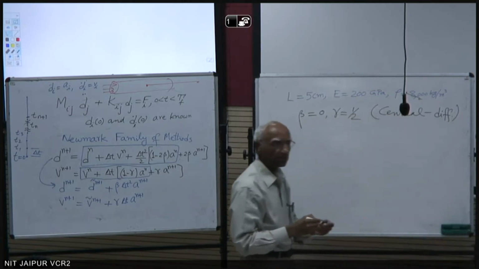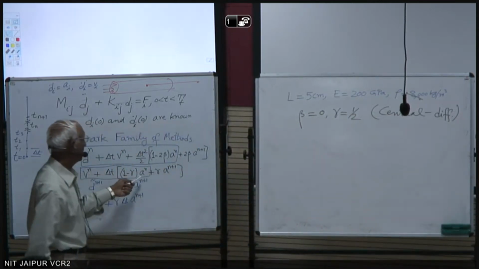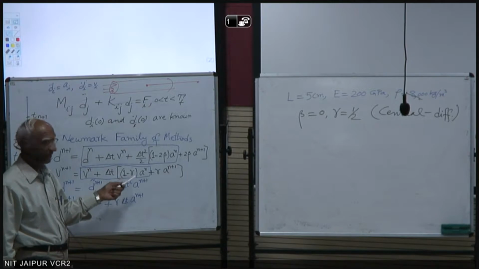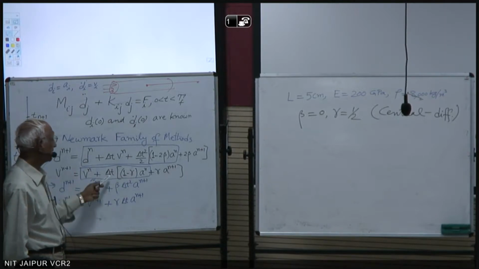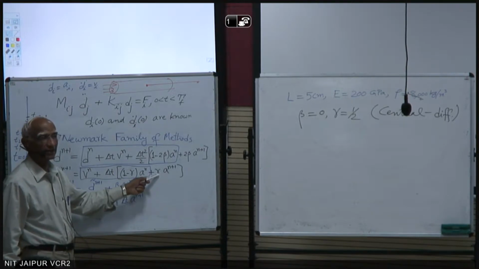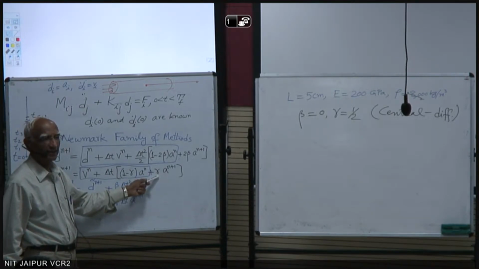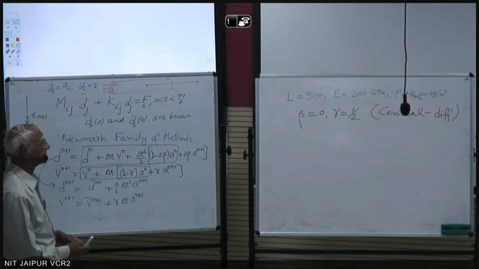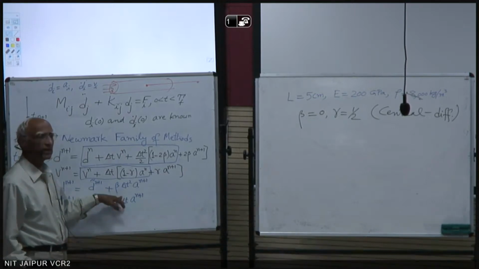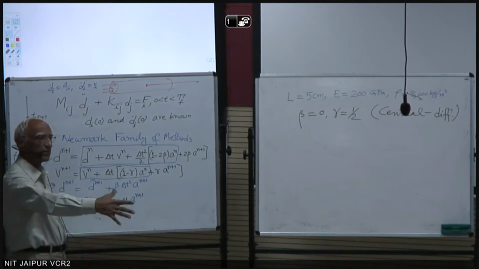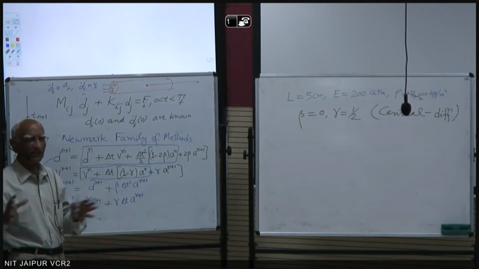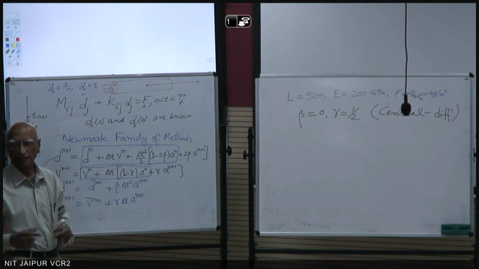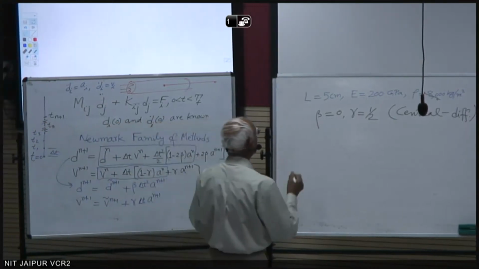It's called the central difference method because we are evaluating acceleration at the midpoint if gamma is 1/2. And because beta is 0, the method is explicit. You do not have to solve a simultaneous set of equations. So we will use a lumped mass matrix.